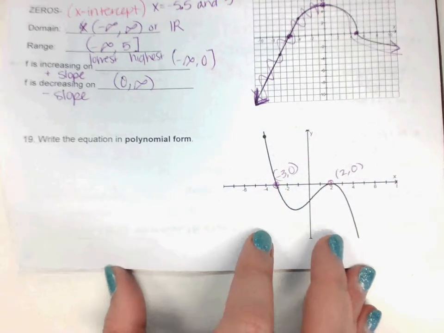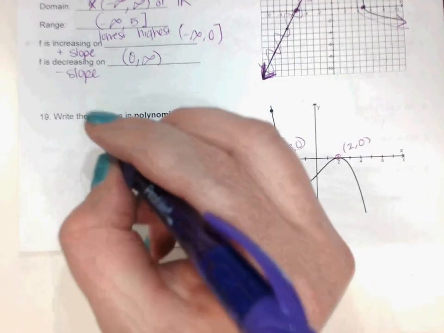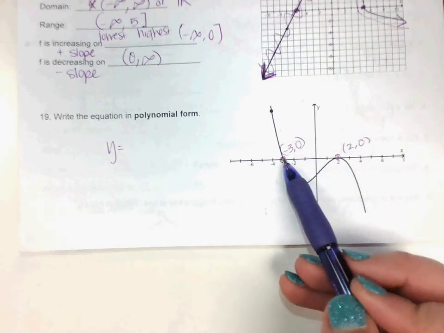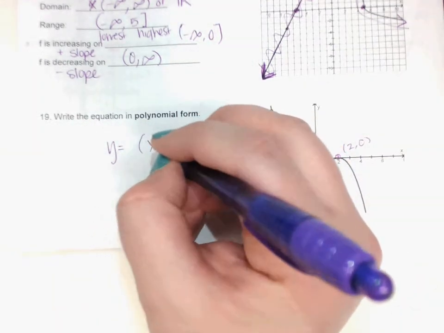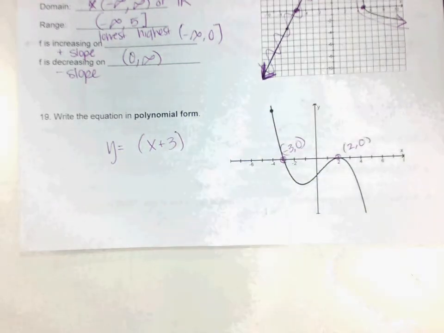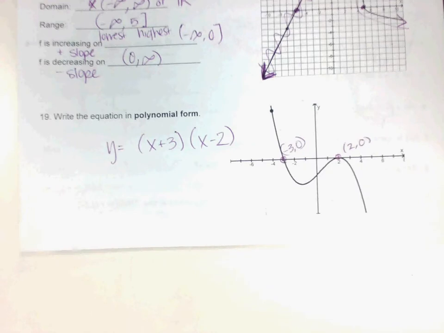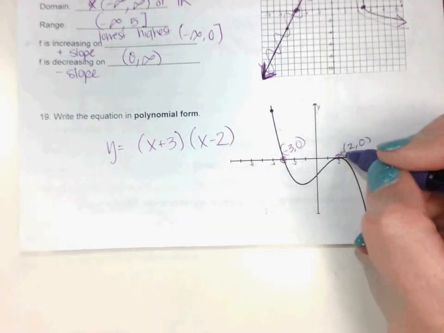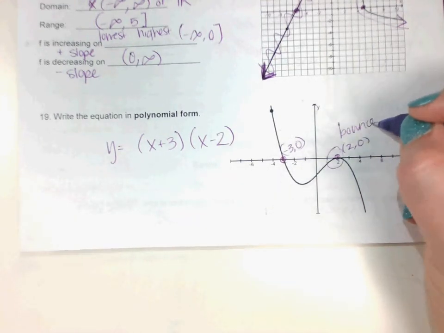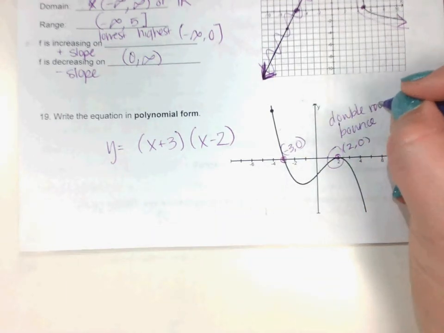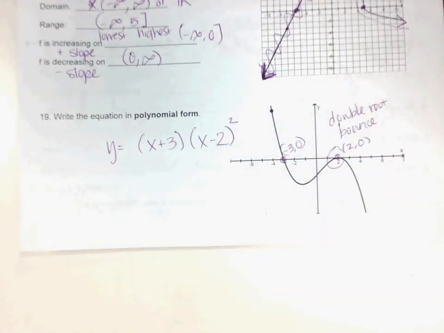Now, if I touch the x-axis at -3, what is my parentheses? If I touch at -3, what is my x within the parentheses? An x plus 3. Then my 2, it was a positive 2. What must the parentheses have been? x minus 2. Now, was either of those a double root? Which one? Oh, is that a bounce? Okay, this is a bounce. It didn't pass through the x-axis. That means it's a double root, so I put a squared on it. So my x minus 2 needed to be squared.